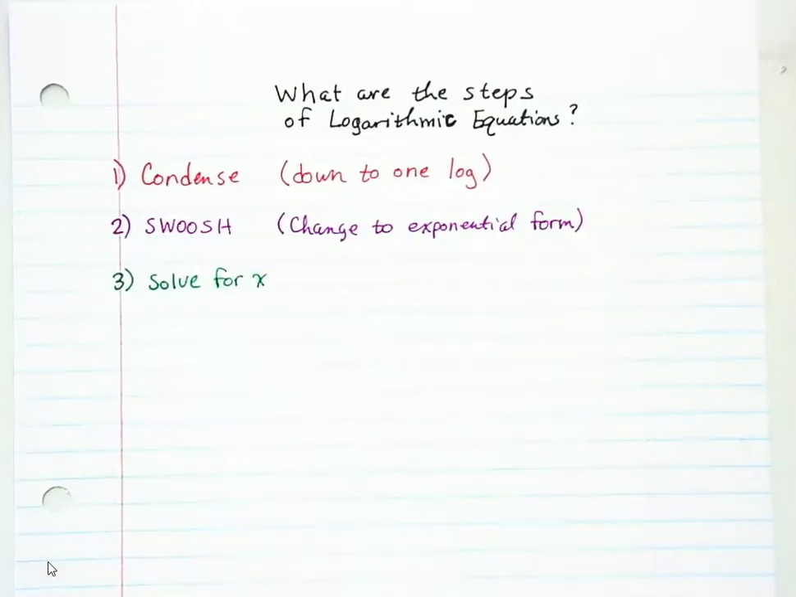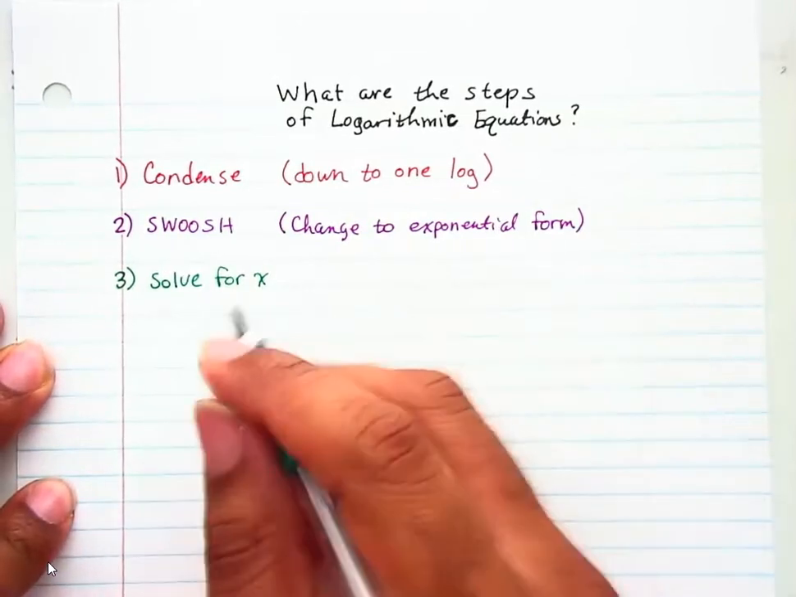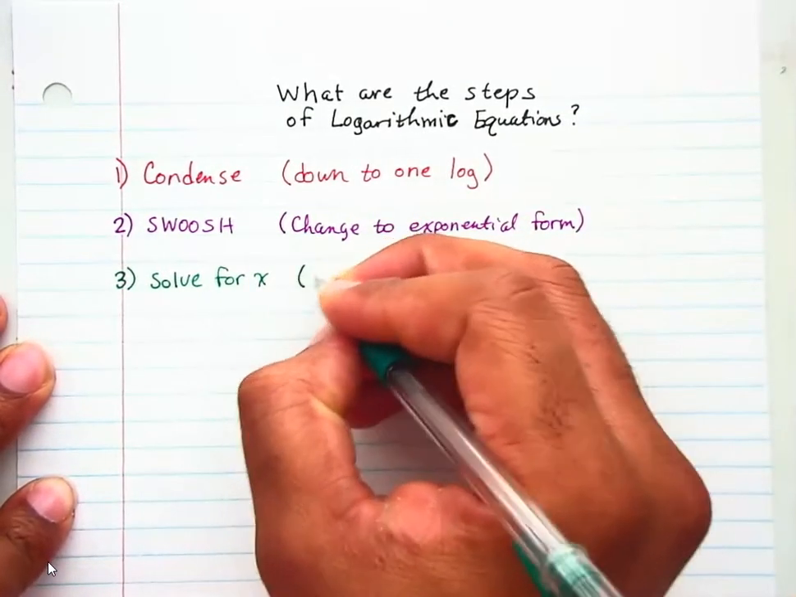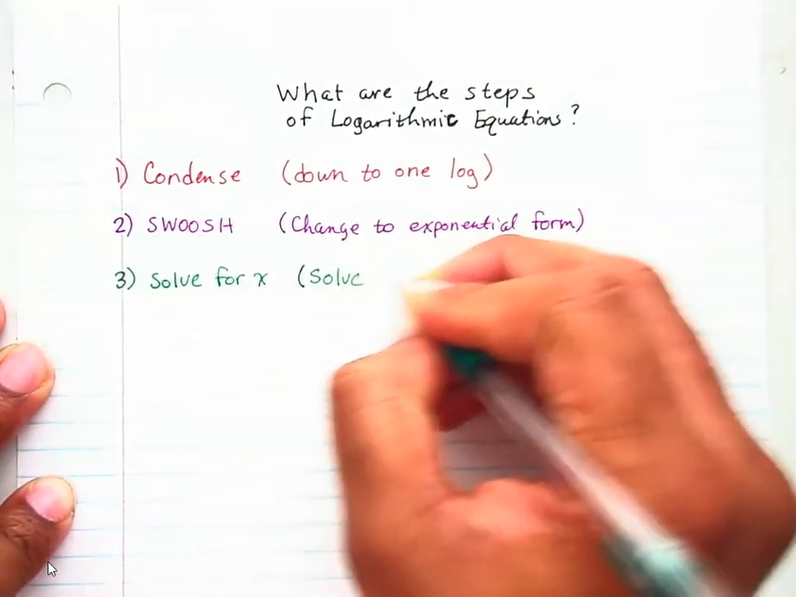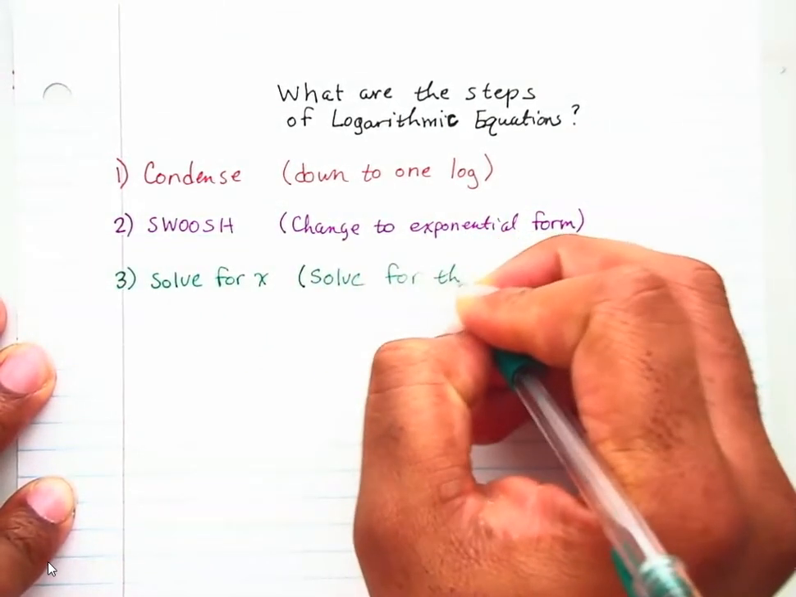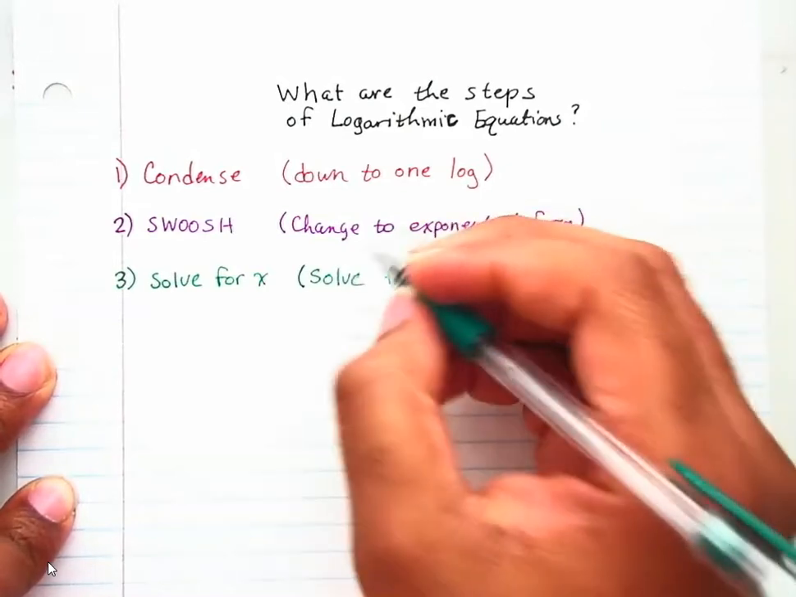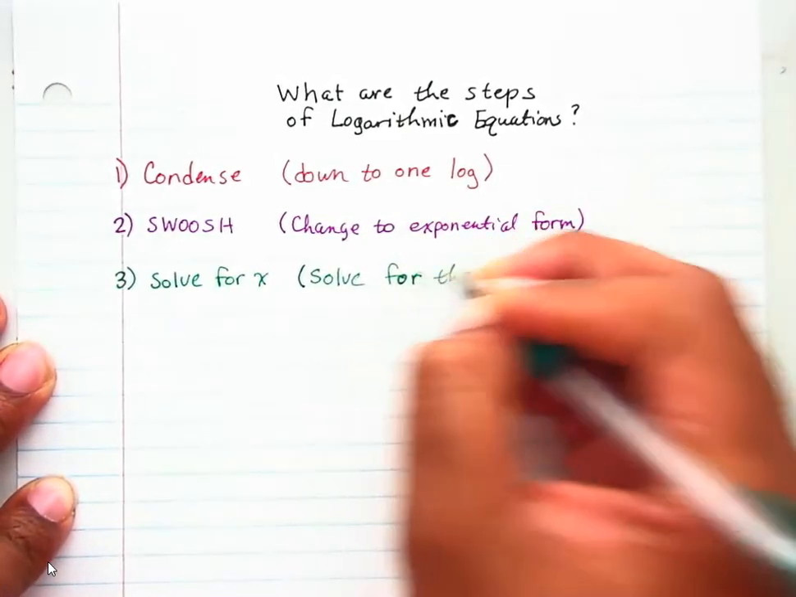All right, so we did that part. We solve for x, or whatever variable it actually is, because the variable could be t or y or something else. So we're going to solve for that variable.